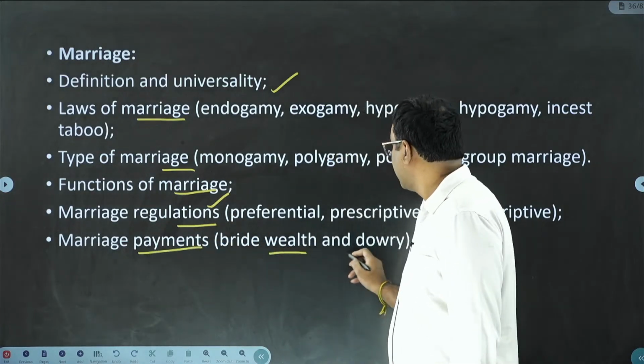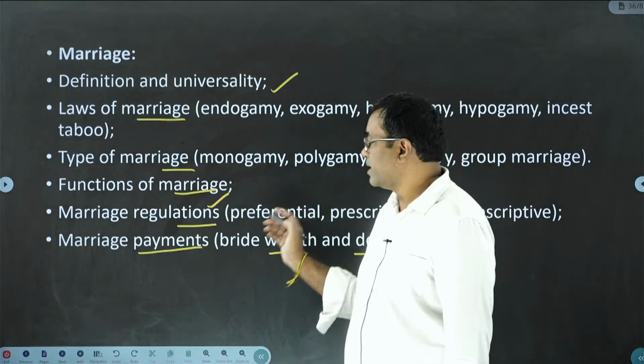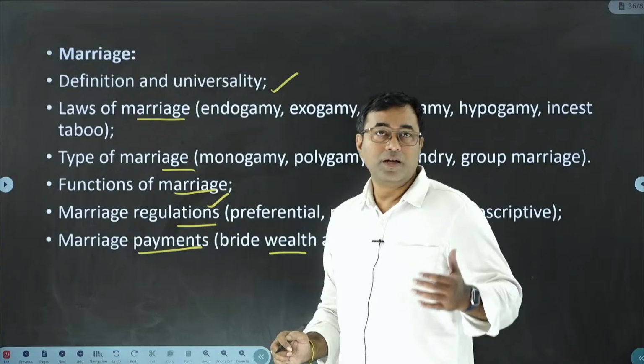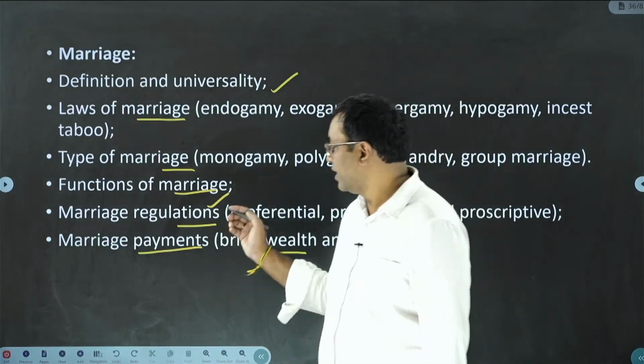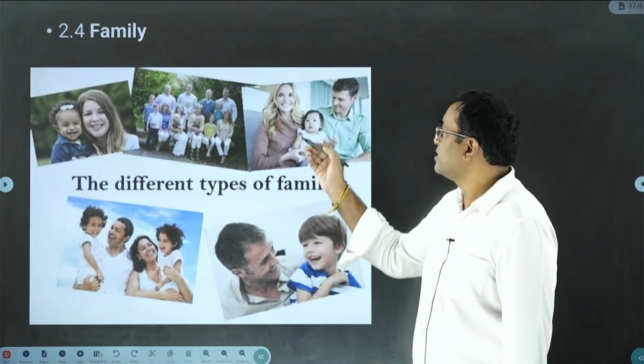Marriage payments, bride wealth and dowry are considered to be called marriage payments. These marriage payments are created based on the social conditions of the people. We will try to understand this elaborately when we discuss the subject. Next one is about the family.